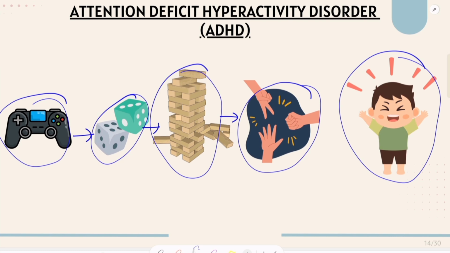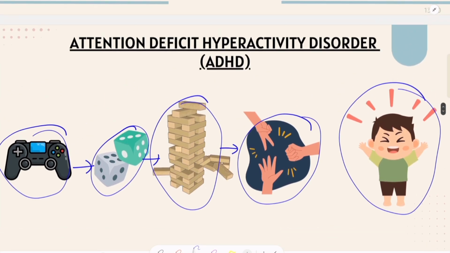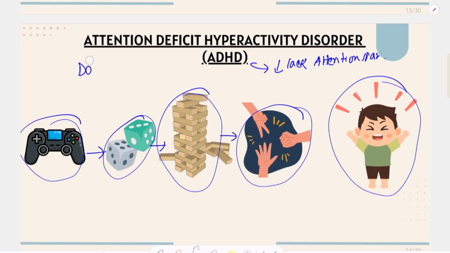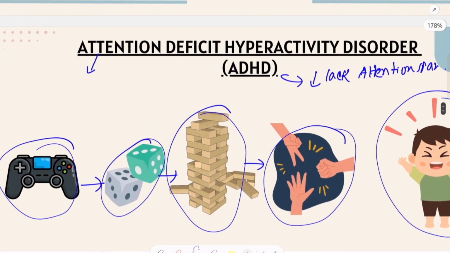So in ADHD, the primary problem is decrease or lack of attention span. When we give amphetamine, they increase the attention span, which will treat ADHD. And the drug of choice for ADHD is methylamphetamine.